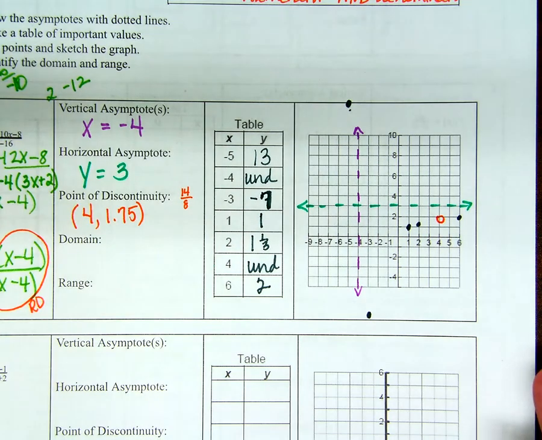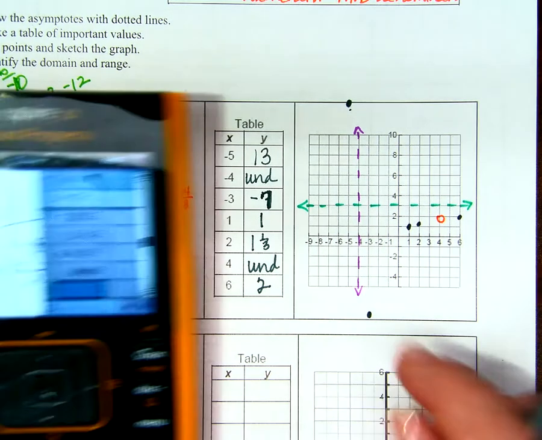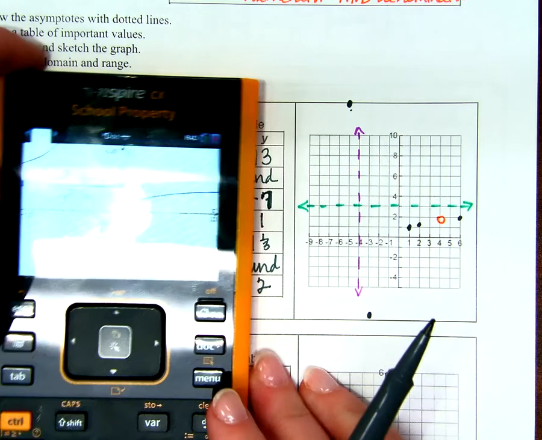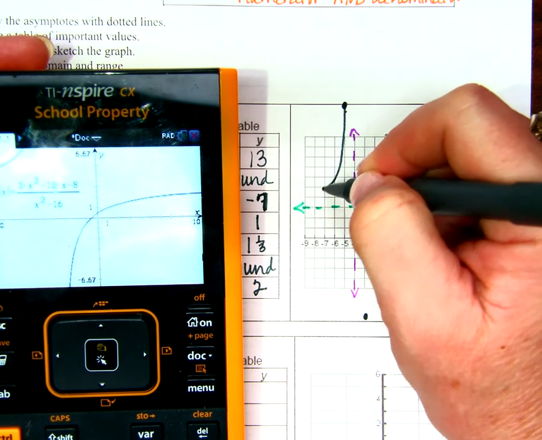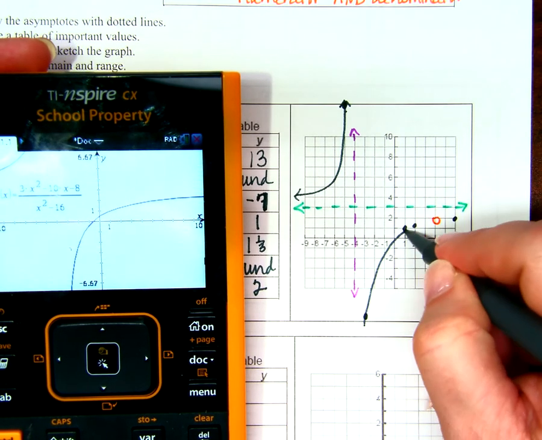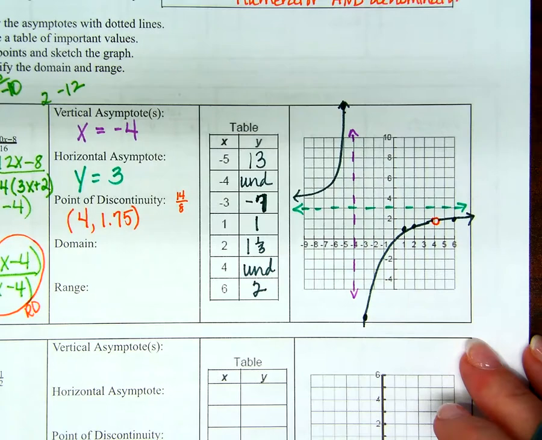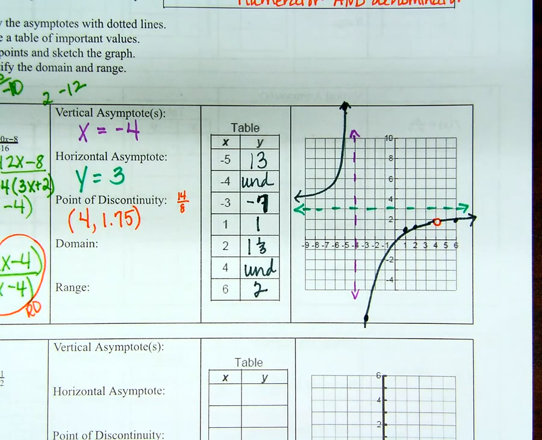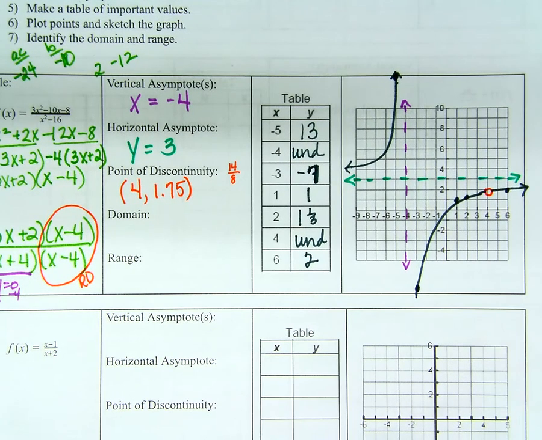Now I know rational functions have two parts based on this one asymptote, right? So I can use these points that I'm given plus the graph that I can see on my calculator to go ahead and draw, but be careful not to draw anything through that hole that we wrote already, right? Okay so far? So what do we have left?